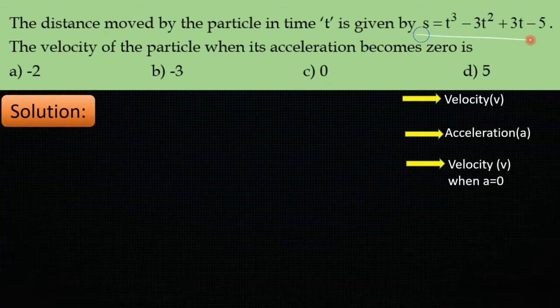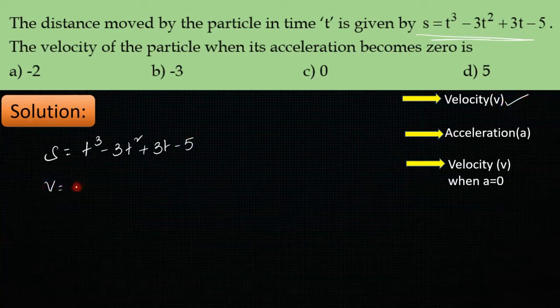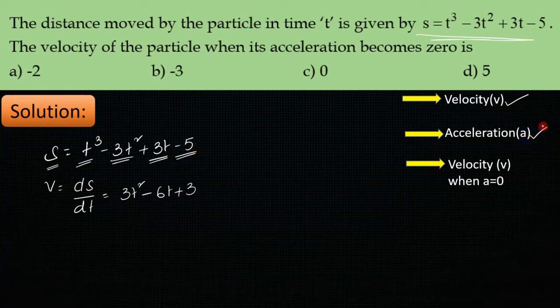Given s = t³ − 3t² + 3t − 5. First we find the velocity. v = ds/dt, that is differentiating with respect to t on both sides of s, we get differentiation of t³ is 3t², minus differentiation of 3t² is 6t, plus differentiation of 3t is 3, differentiation of −5 is 0. Now we find the acceleration.